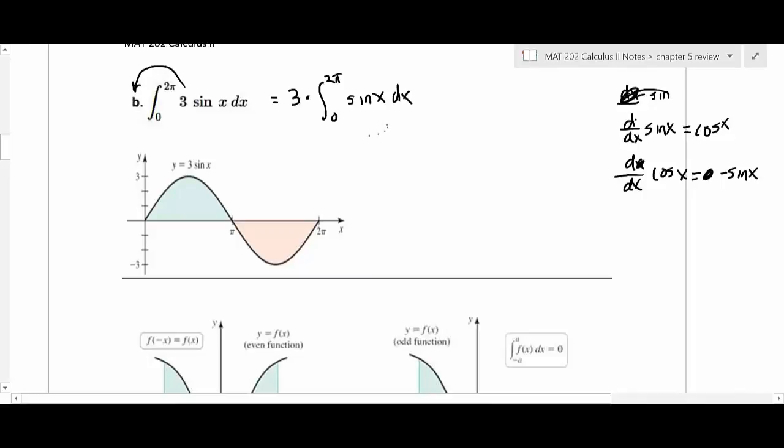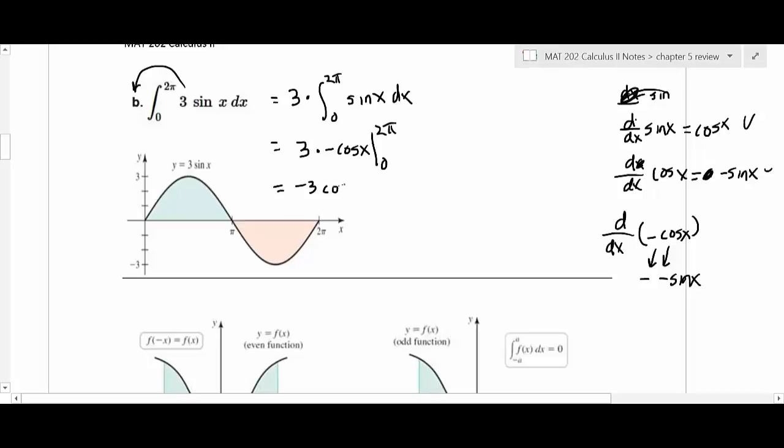That's an integral rule that you want to know, but if you know these two things, you can figure it out. If you did a derivative of negative cosine of x, we know the derivative of the cosine is negative sine, but then you would have that extra negative, so you'd be back to a sine. So what you would get here is 3 times negative cosine x, evaluated from 0 to 2 pi. You can write this now, if you want to, as negative 3 cosine x going from 0 to 2 pi.